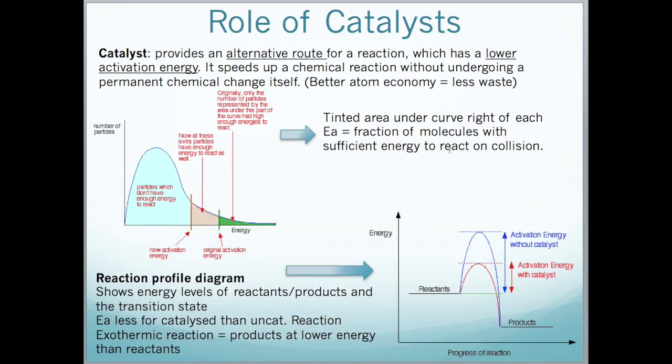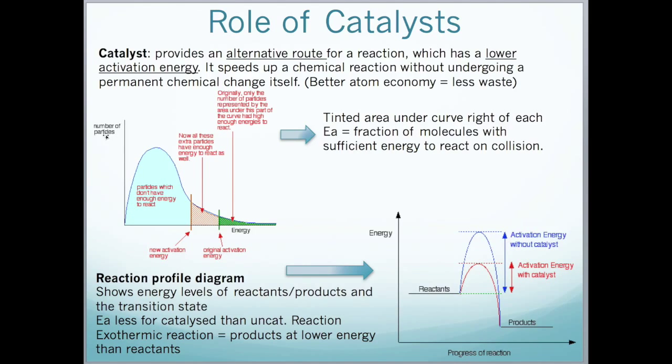Let's look at the role of catalysts. A catalyst provides an alternative route for a reaction which has a lower activation energy. So it speeds up a chemical reaction without undergoing a permanent chemical change itself. Catalysts are very useful because they give us better atom economy, which means that less waste is produced in a chemical reaction.